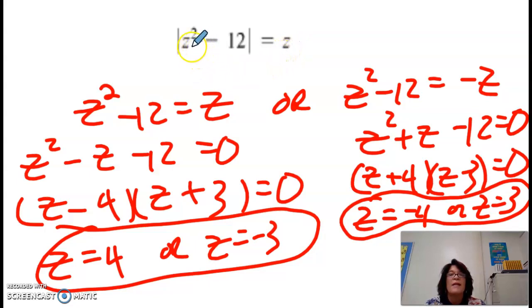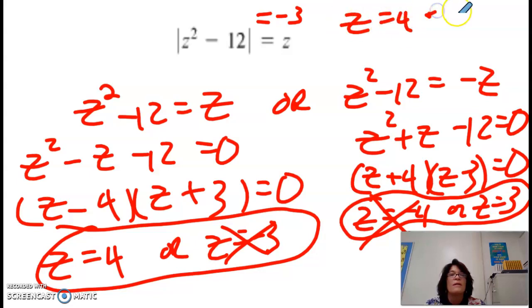Okay, so when z is -4, I'm saying that the absolute value of 4 is -4. That's not going to work. When z is -3, I'm setting it equal to -3. I'm saying I'm taking the absolute value of something and getting a negative. The only two that actually work are 4 or 3.